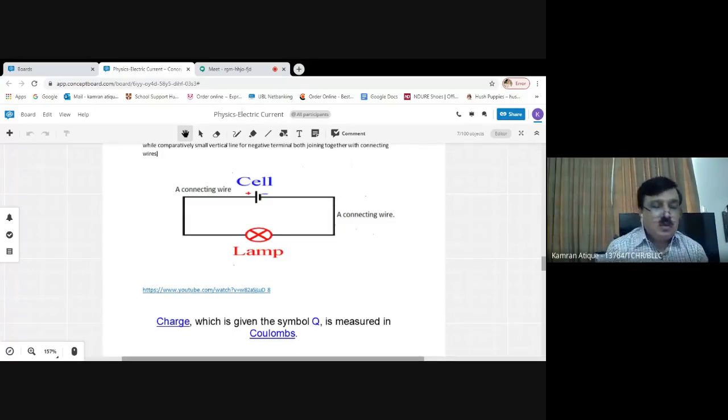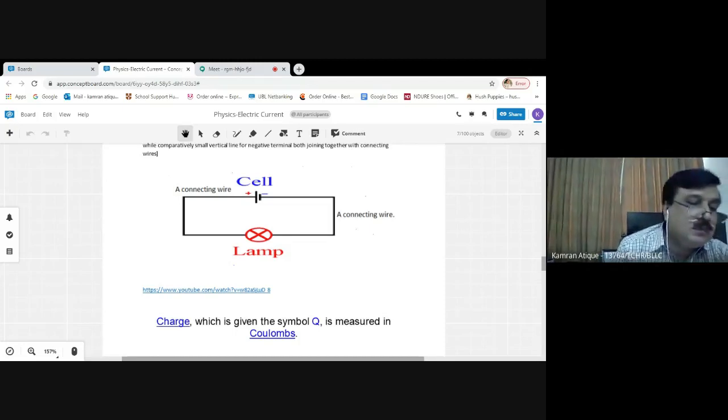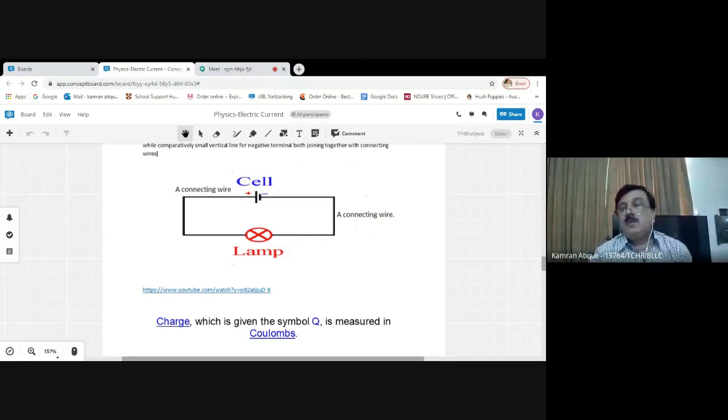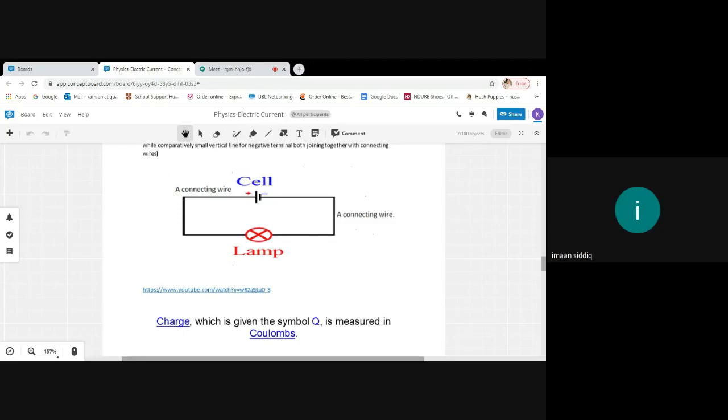Yes, question, children? Any question, or should I proceed forward? Sir, when the electrons start flowing out from the negative terminal, do the electrons in the copper wire also start flowing?